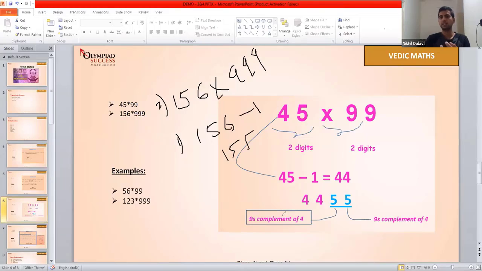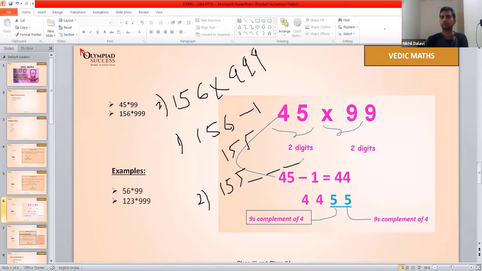Great. Because that's a 3-digit number, isn't it? That's a 3-digit number. So I will write it as 155, and I will put 3 dashes in front of it. Okay. Then next, what do I need to do after this? Please guide me.